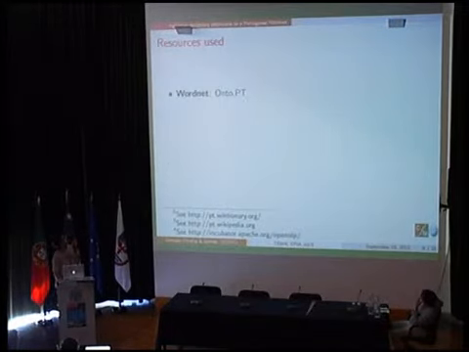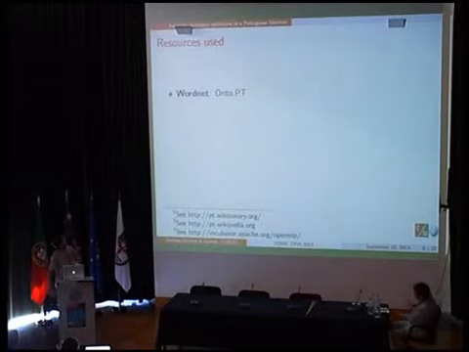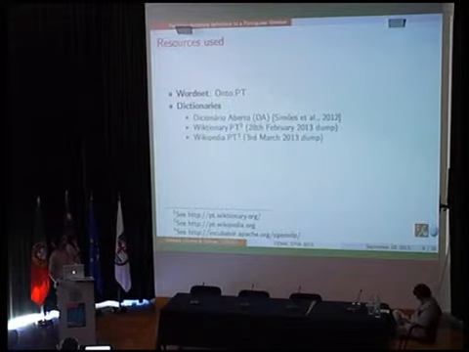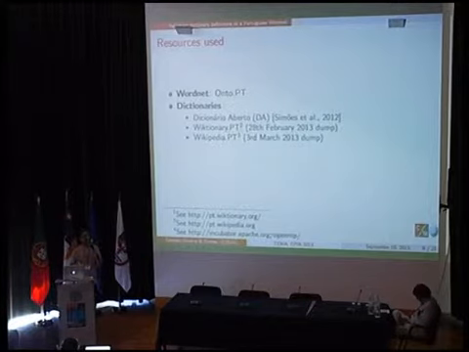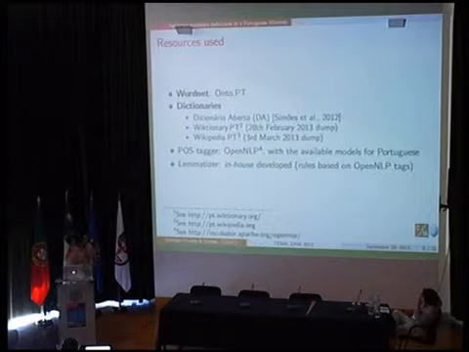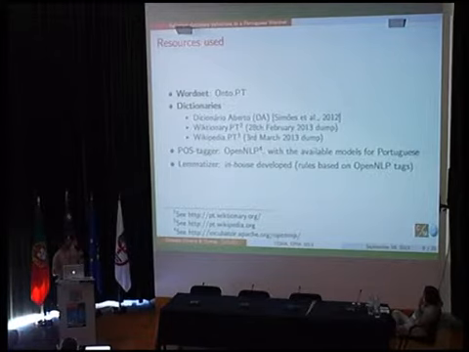So, for Portuguese, as I said earlier, we have used OntoPT as our WordNet. We have used two Portuguese dictionaries, which are open. We also made some experiments with Wikipedia, because as you know, the first sentence of Wikipedia can usually be used, and has been used, as a definition for the article. We have also used a part of speech tagger, where we use the available models for Portuguese of OpenNLP, and also a lemmatizer with rules based on the OpenNLP tags.